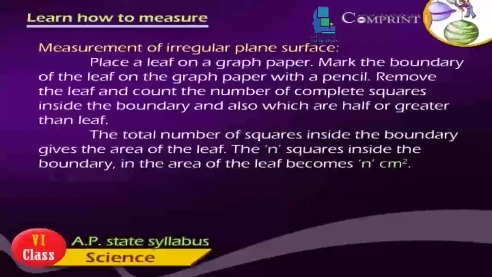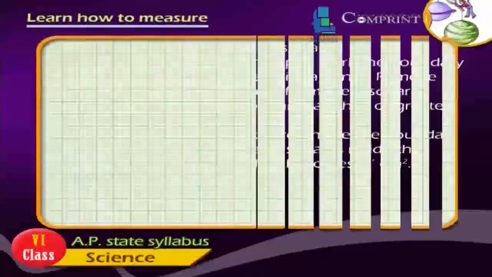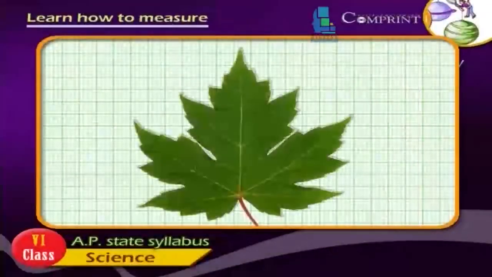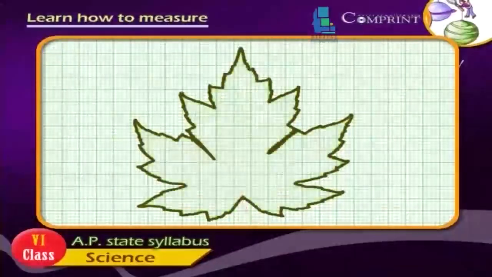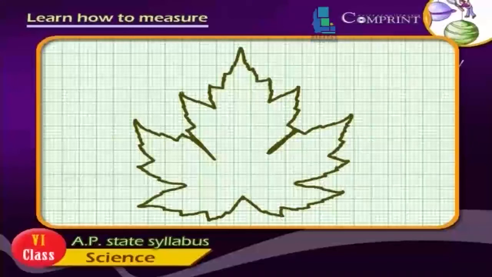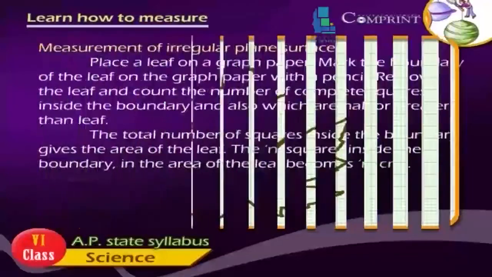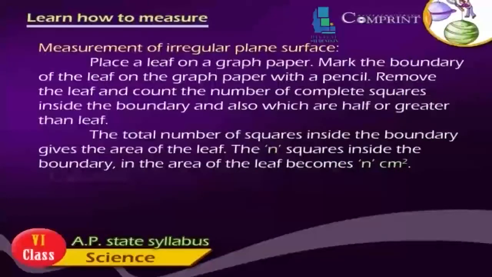Measurement of irregular plane surface. Place a leaf on a graph paper. Mark the boundary of the leaf on the graph paper with a pencil. Remove the leaf and count the number of complete squares inside the boundary, and also those which are half or greater than half. The total number of squares inside the boundary gives the area of the leaf. If there are n squares inside the boundary, the area of the leaf becomes n centimeter square.